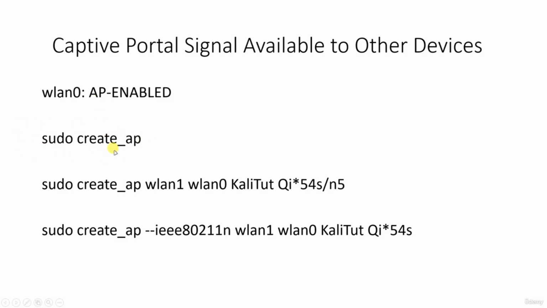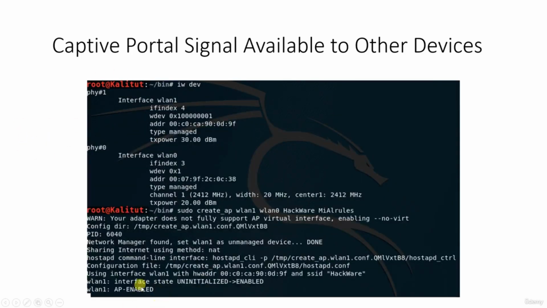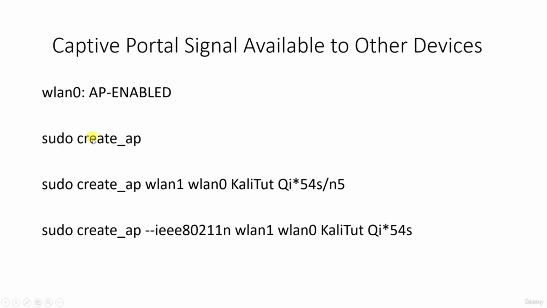As you can see, previously our AP is enabled. Now you use a command to create a password protected AP. So sudo create_ap. For example, in order for my AP to have a password, this is the password. So I use this command as previously told. This is my name, Kali tutorial.